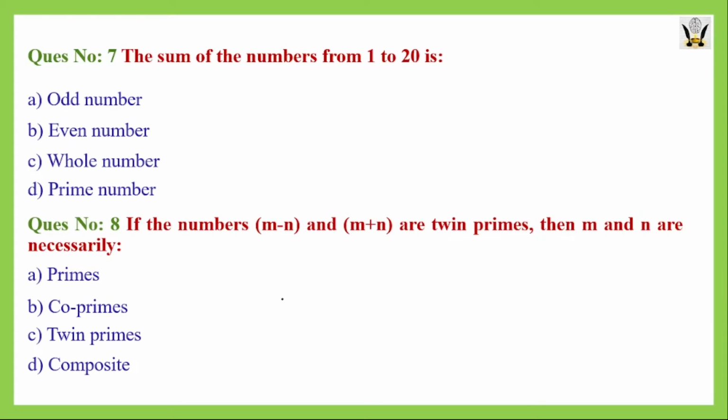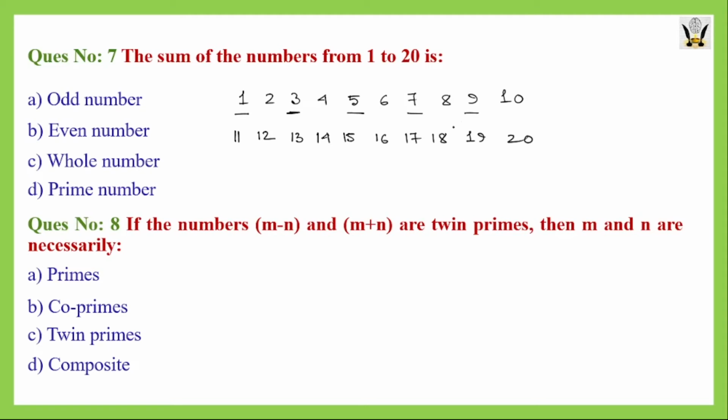The next one says the sum of the numbers from 1 to 20, and we have to choose from the given options. If we arrange from 1 to 20 this way, then in the first row we have 10 numbers from 1 to 10, and among these 10 numbers we have 5 odd numbers and 5 even numbers. The summation of all the even numbers is always even, and that will be a whole number as well.